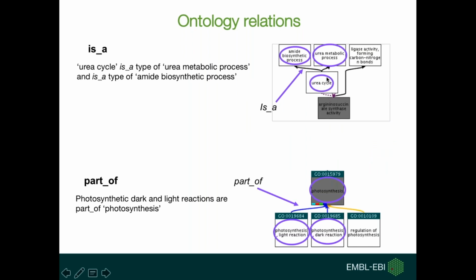So we see that the urea cycle is a type of urea metabolic process and is a type of amide biosynthetic process. Now, urea cycle is a child of these two terms, and it's directly related to them. So that's why we use the relationship is-a. Next, we have the relationship part of. For this, we'll use the case of photosynthesis with its children terms. In this case, we're now talking about the photosynthetic dark and light reactions being a part of photosynthesis.